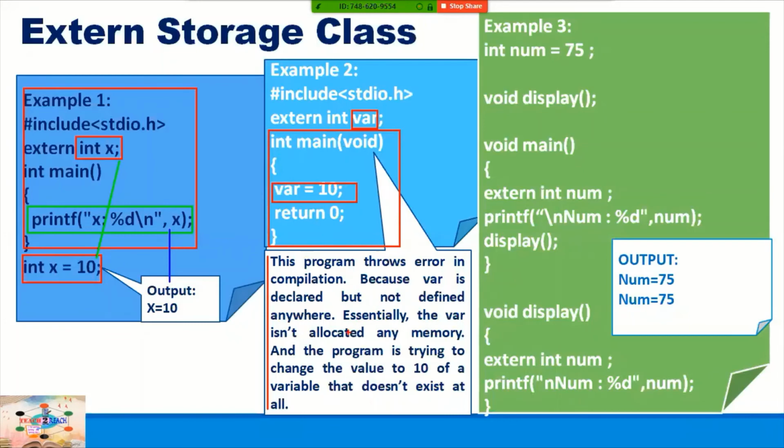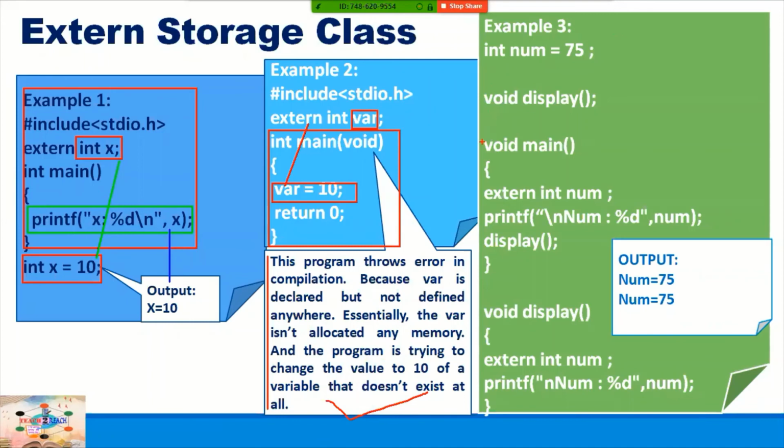Essentially the variable isn't allocated any memory, and the program is trying to change the value to 10 of a variable that doesn't exist at all. First of all, memory will not be allocated for this particular variable because it is qualified as extern type. Memory is not allocated, so we cannot keep that value, and that's why the compiler flags this type of error message. Then let us consider the third example.